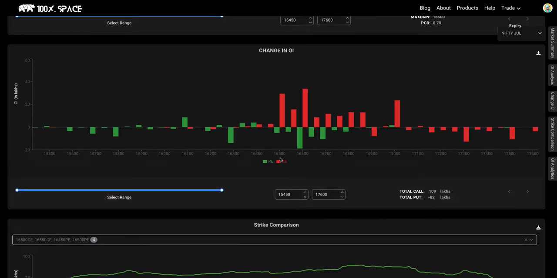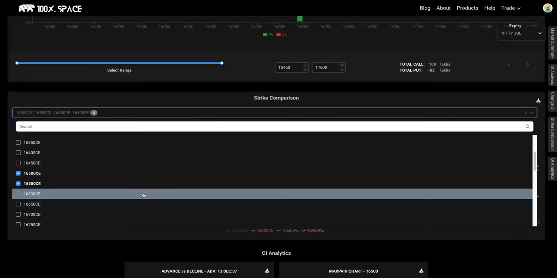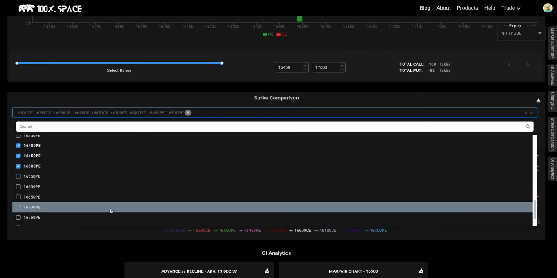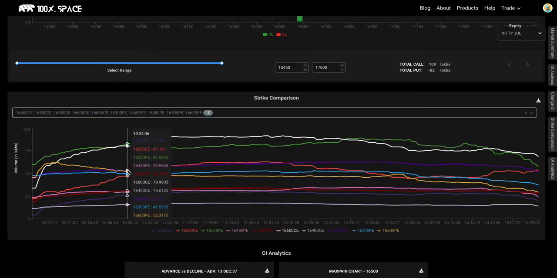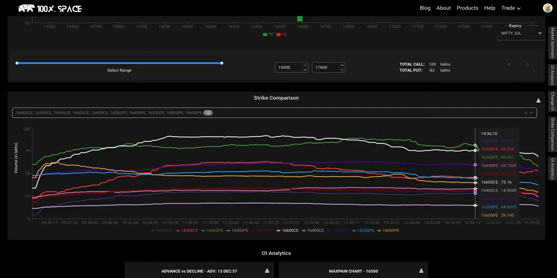Now this is the strike comparison. You can just go and select which ones you want, select how many, and you can see how it's going and compare. It's live. As you know, the OI data updates every 3 minutes from the exchange itself, so I think that's why the numbers also come after 3 to 3.5 minutes.